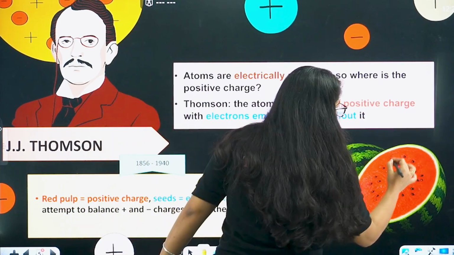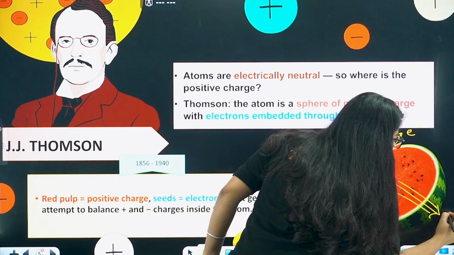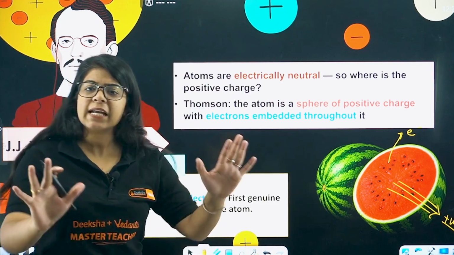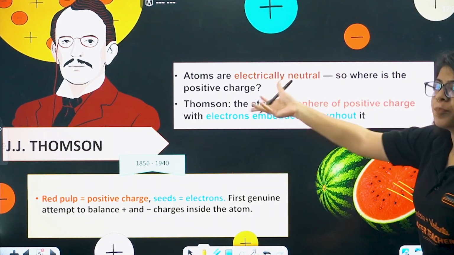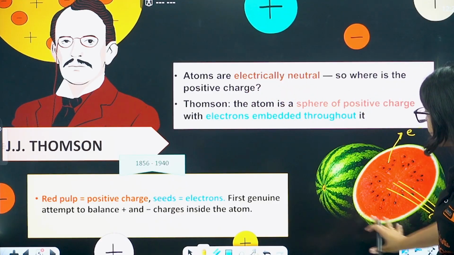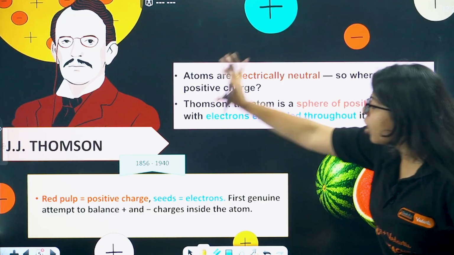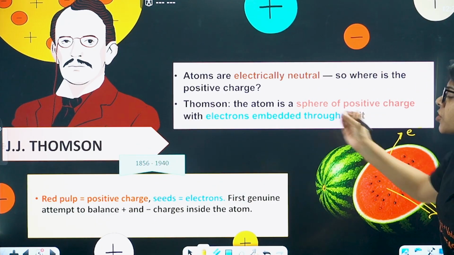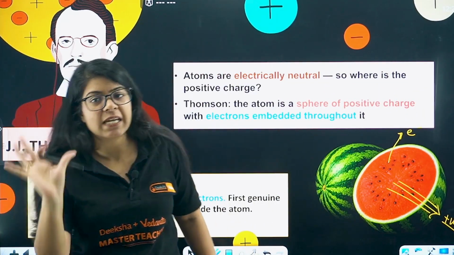So these are seeds, these are what? Electrons. This whole pulp is what? The positive charge. Right? That's what his theory is, that atoms are electrically neutral. So where is the positive charge? Thomson said that the atom is a sphere of positive charge with electrons embedded throughout it. He gave the red pulp as positive charge, seeds as electrons. It was the first genuine attempt to balance the positive and negative charge inside the atom.